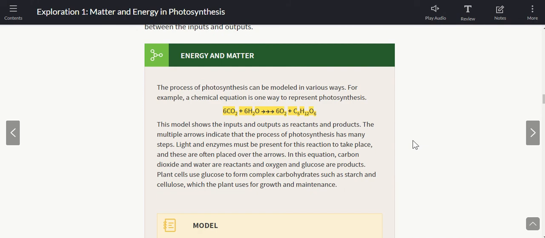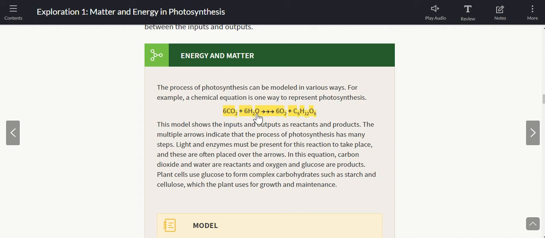Now, we can model this in a couple different ways, but one way that we're going to model it quite a bit is through a chemical equation. I've highlighted that chemical equation right here. As you can see, on the reactant side of this process, we have CO2 and we have H2O. Now there's a 6 in front of both of those. You'll learn more about the importance of balancing equations when you get to chemistry. But for right now, what I want you to focus on is the actual molecules that are involved. So on the reactant side, we have carbon dioxide and we have water.